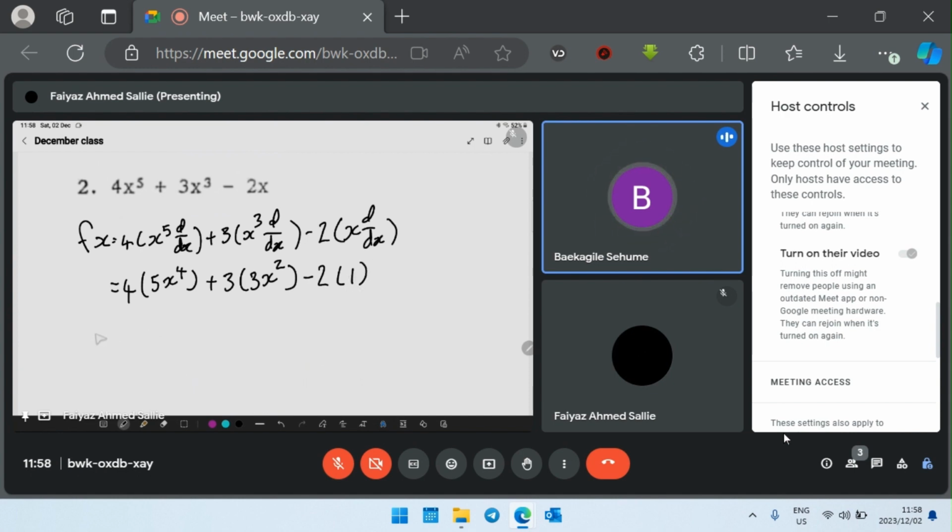Then for my final answer, I'll be left with f dash of x is equal to 20, 4 times 5 is 20, x to the 4, plus 3 times 3 is 9, x squared, minus 2. Yeah, thank you.